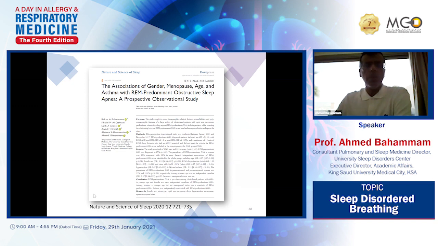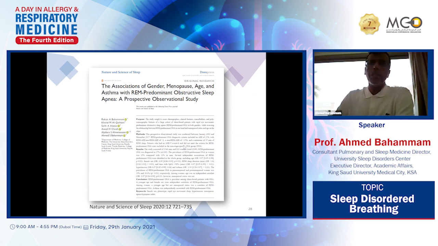This is a recent paper that we published. You can check if you are interested. Just in summary, this REM predominant OSA happens mainly in women and young adults. And we found here that it is also linked to asthma.